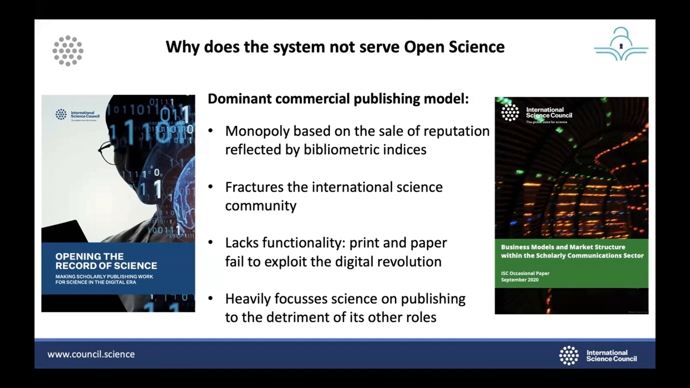a perpetual financing machine. These processes were analysed in the ISC report that you see on the left, Making Scholarly Publishing Work for Science in the Digital Era. Whilst the nature of the business models and the threat they pose to the future of science are analysed in the report to the right. Next slide, please. Final slide.